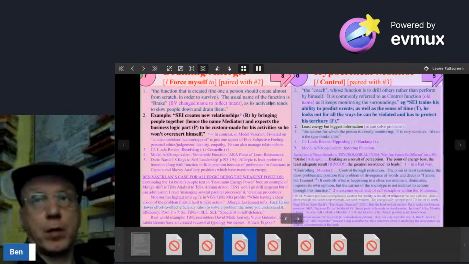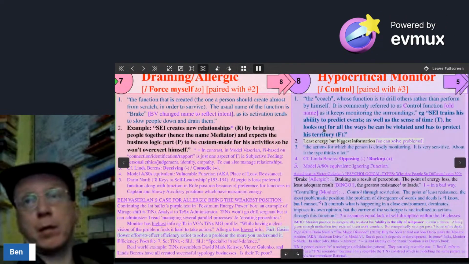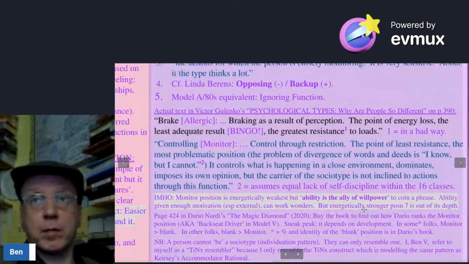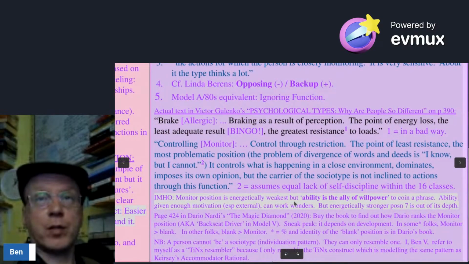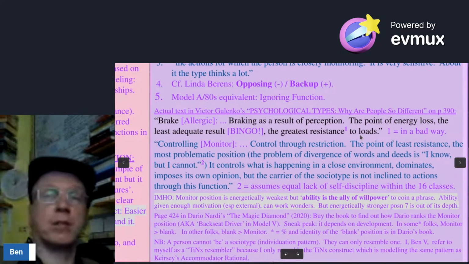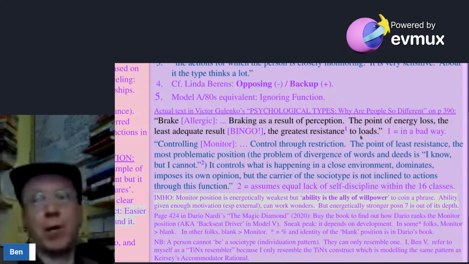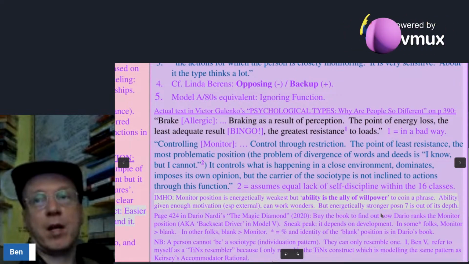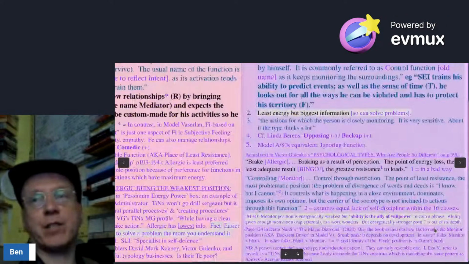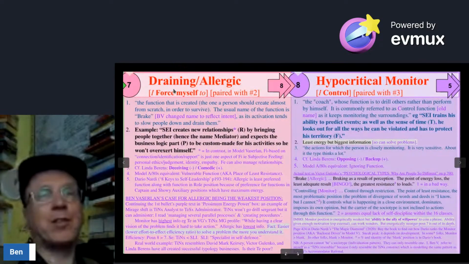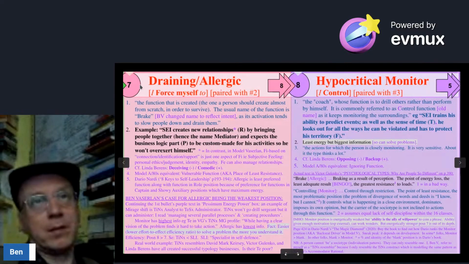Right, so what else did I put in here? Yeah, that's my phrase. Monitor position is energetically weakest, but ability is the ally of willpower, to coin a phrase. Ability is the ally of willpower. Ability given enough motivation, especially external, can work wonders. But energetically stronger position 7 is out of its depth. Yeah, that's the key. Out of its depth. This slot here, out of its depth.